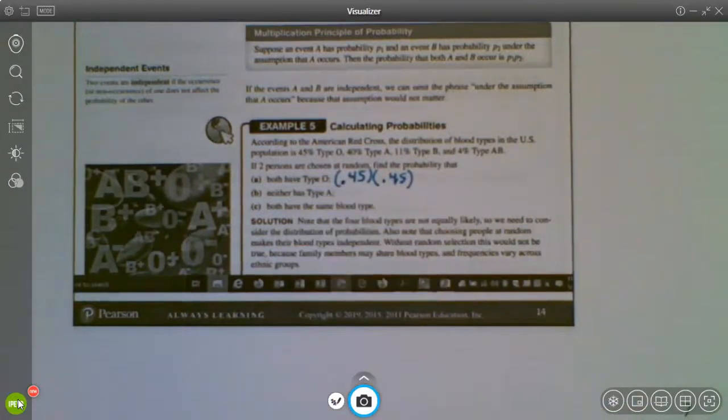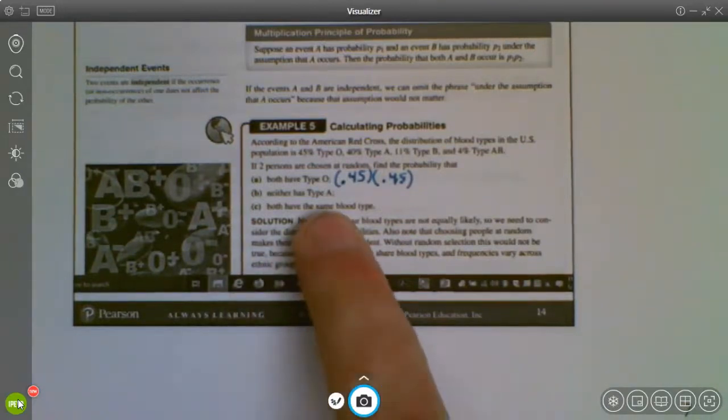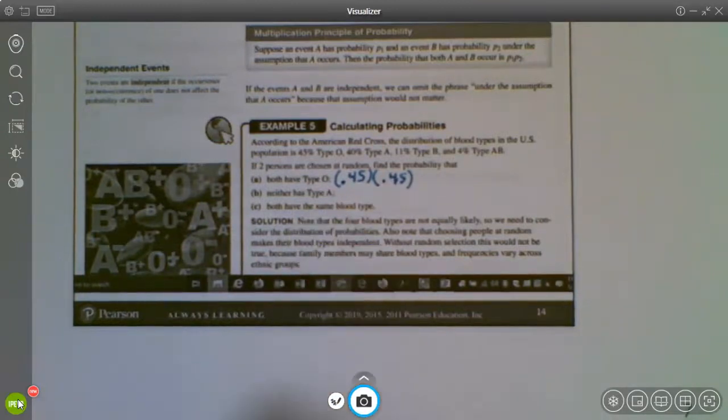They're independent events. So what's the probability that neither has type A? Again, independent events, let's just multiply them together. This brings up another formula. And just think logically about this one. This is called a complement event.